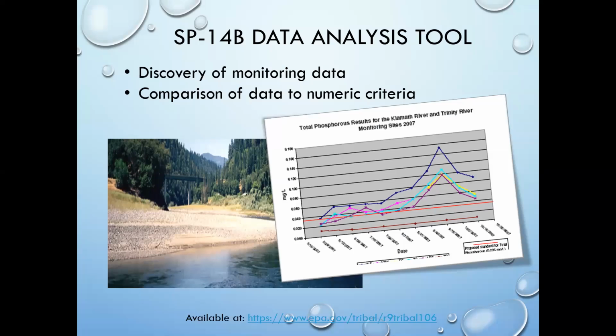Okay, so now we're going to talk about the SP14B tool. Again, this can be found on our Region 9 Clean Water Act 106 reporting requirements website. This tool is designed to allow for the simple discovery of water quality monitoring data and comparison of that data against basic numeric criteria. It was developed in part to evaluate the former SP14B measure that no longer exists to demonstrate that a monitoring station is maintaining water quality.